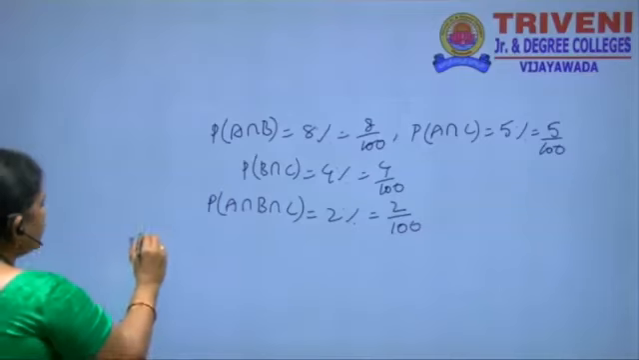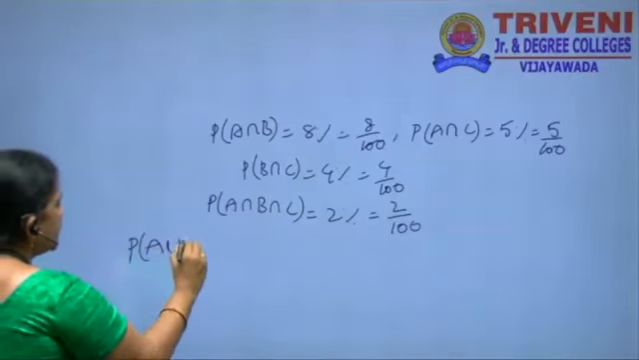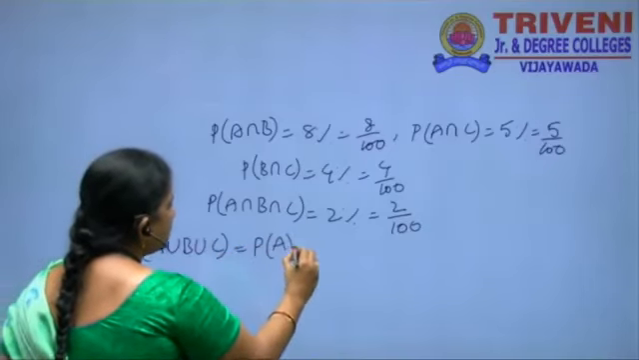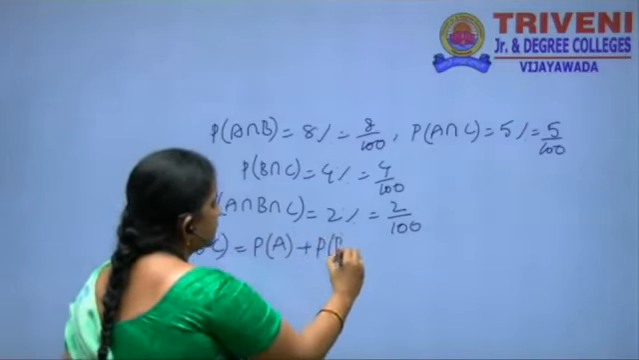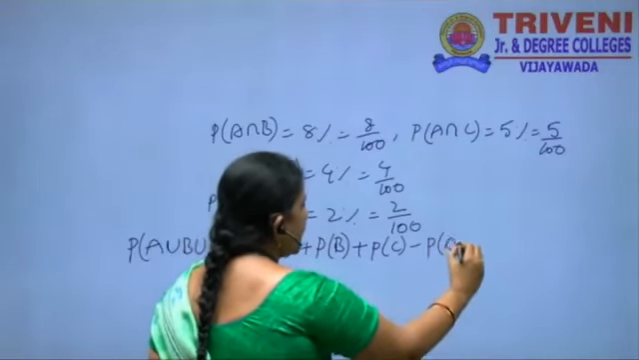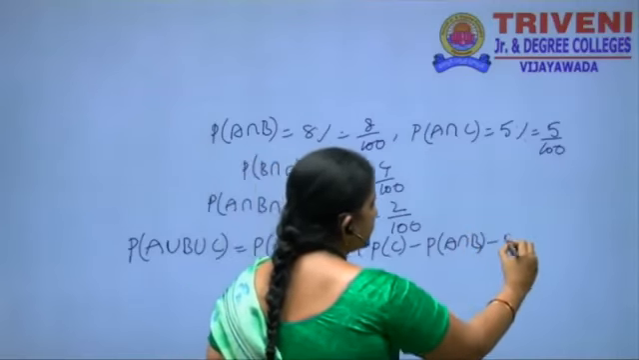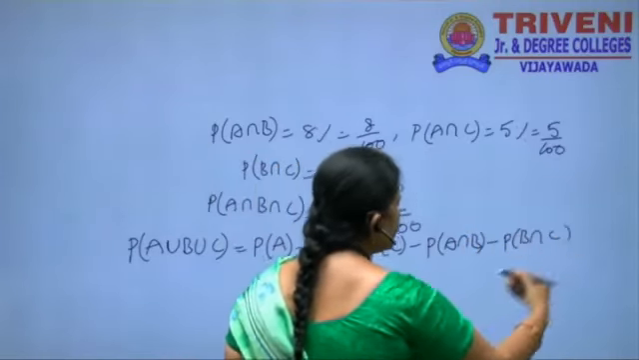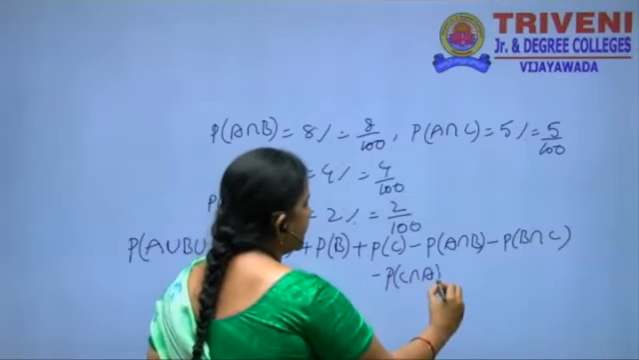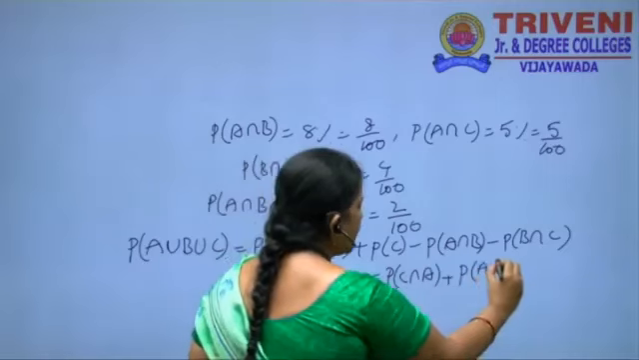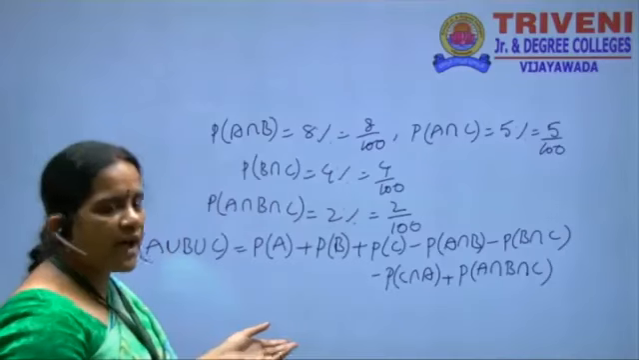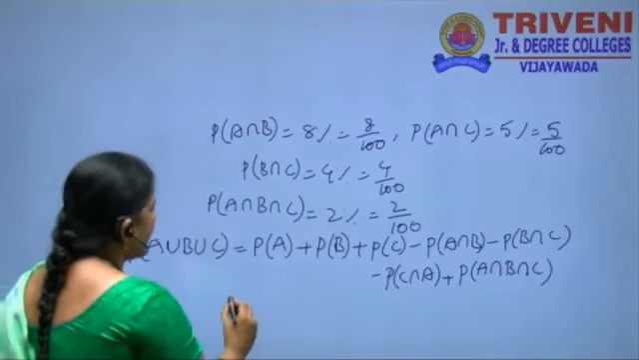One formula is there here. P of A union B union C is equal to P of A plus P of B plus P of C minus P of A intersection B minus P of B intersection C minus P of C intersection A plus P of A intersection B intersection C. All of you know the values here. Then substitute the values first.